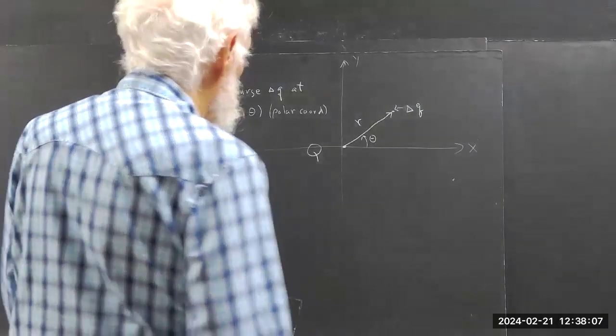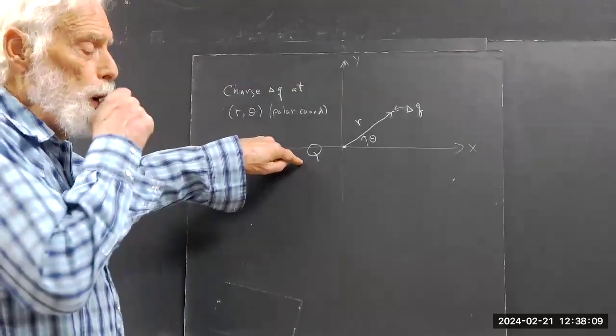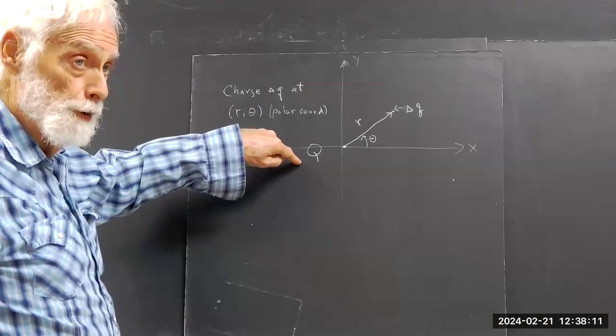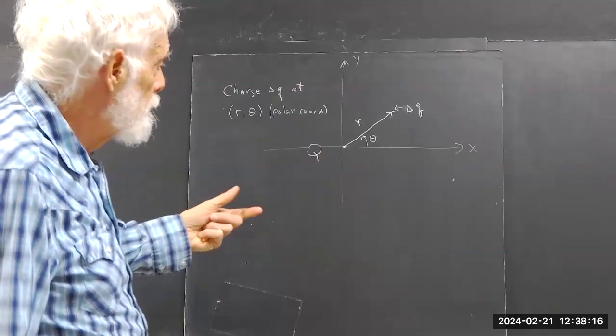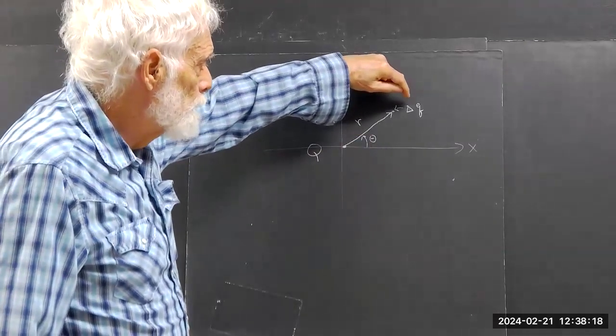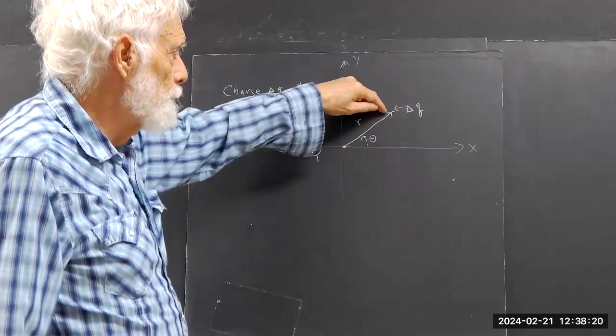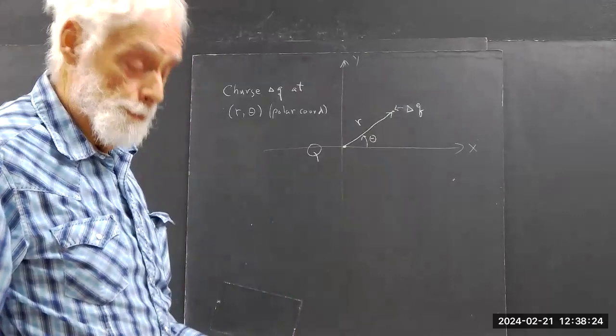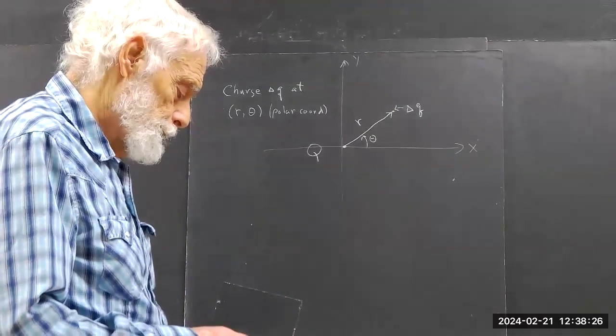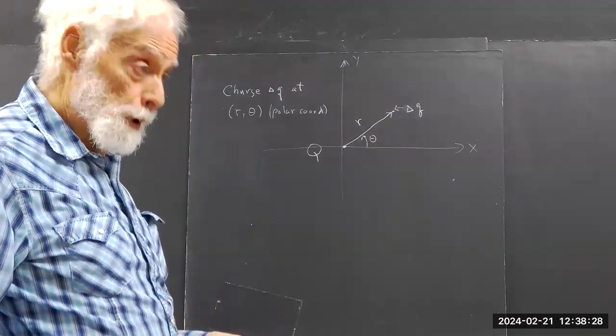Okay, so we're trying to find the force on an arbitrary charge of big Q. We're going to regard this as a test charge due to a charge delta Q out here at a point whose polar coordinates are r, theta. So how do we do this? Well, Coulomb's law applies.